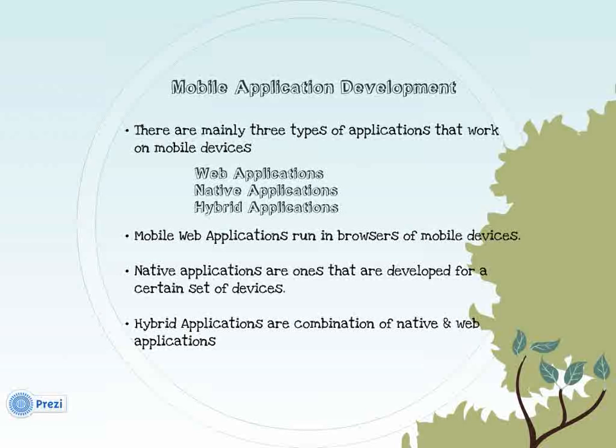These native applications are developed by using the code of the OS. For example, if you need to develop a native application for iOS, you need to use Objective-C because the OS of the iOS devices is Objective-C. For Android you need to use Java.